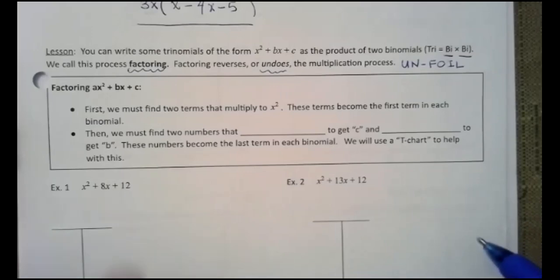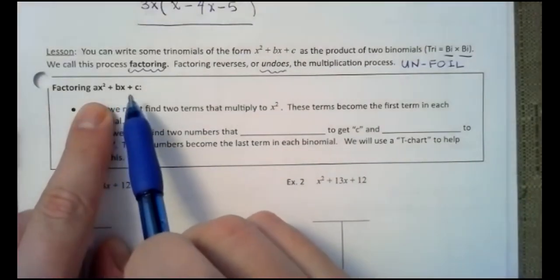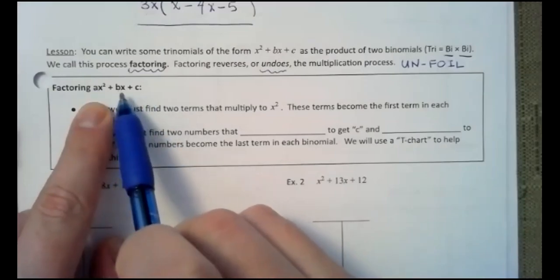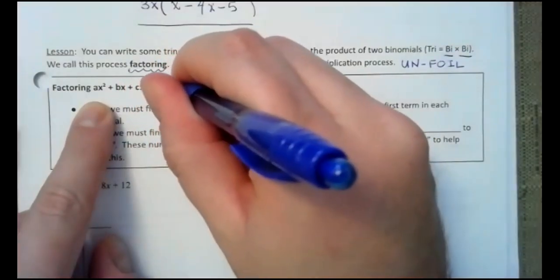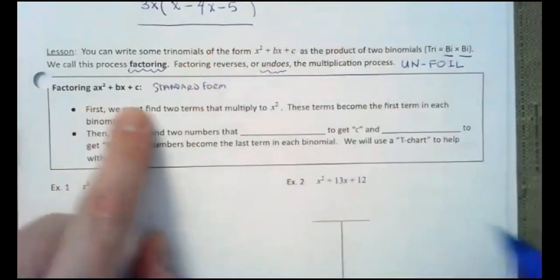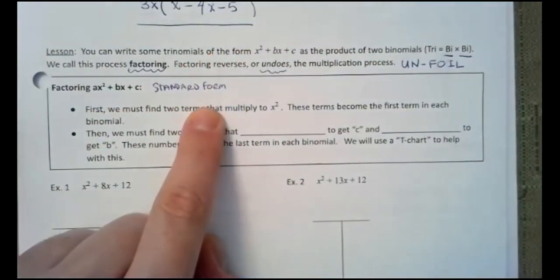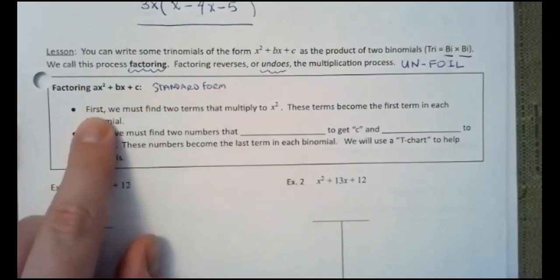There is a method to this. Let's take a look at what this says. So I want to make sure I have a quadratic trinomial in standard form. If it's not in standard form, we have to write it in standard form. Now this doesn't appear in your notes, so I'm going to add this to my notes for you. You want to always make sure that it starts out in standard form.